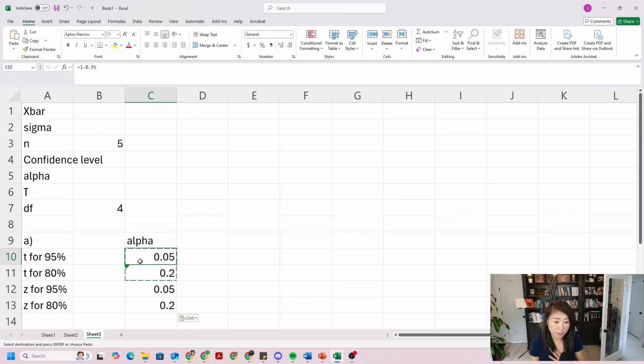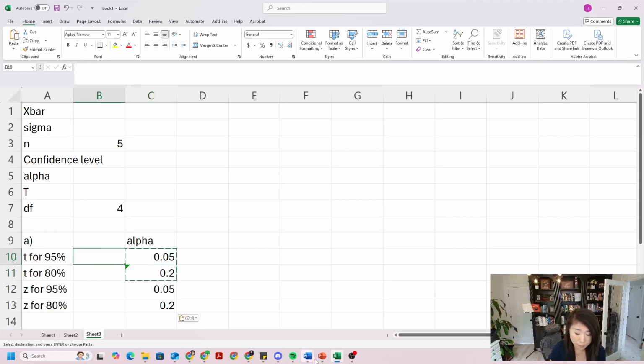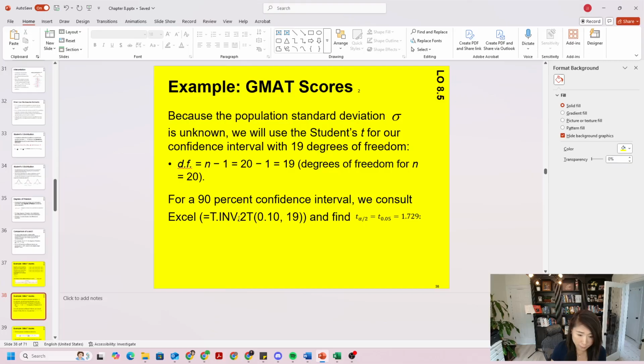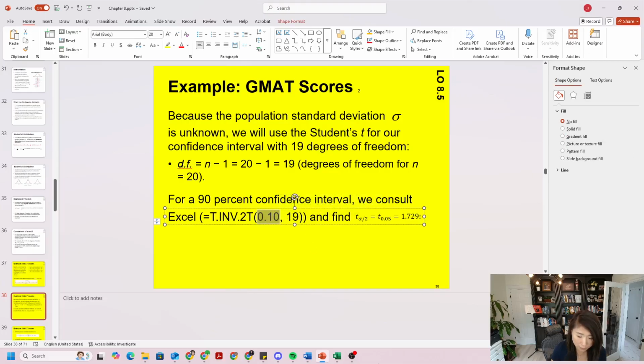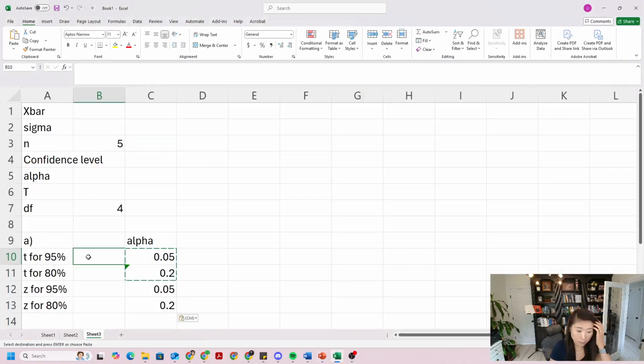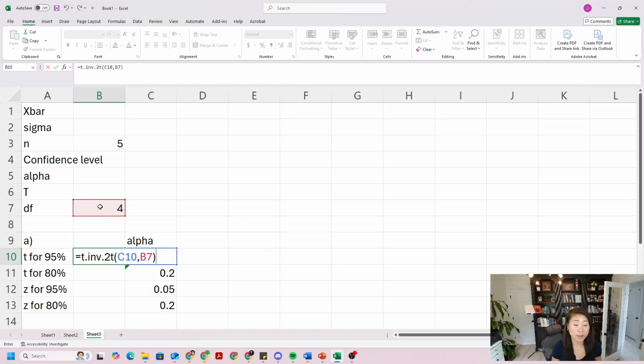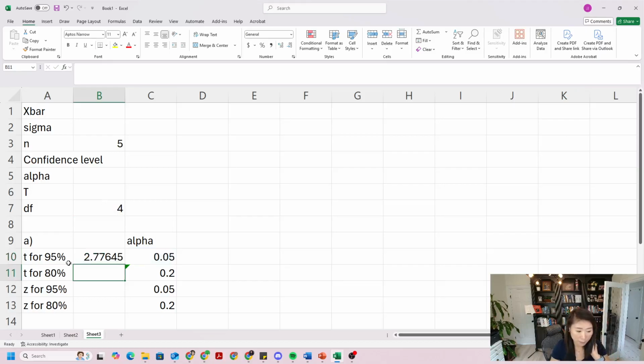Okay, so I got my alpha. Now we're going to use the formula I introduced in our lecture. Remember, it is T.INV.2T, and we use the alpha value and then the degree of freedom. That will give us the t statistic. For the 95% interval, it will be T.INV.2T, parentheses, the alpha here, which we can select or type in the value, 0.05, a comma, and 4. The t-stat for the 95% confidence interval in this specific case is 2.77648.